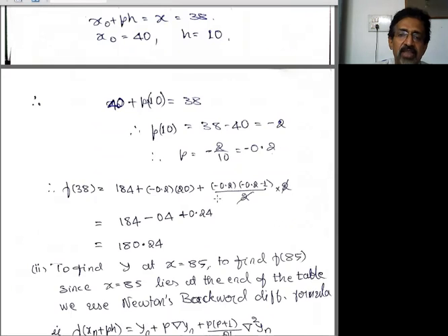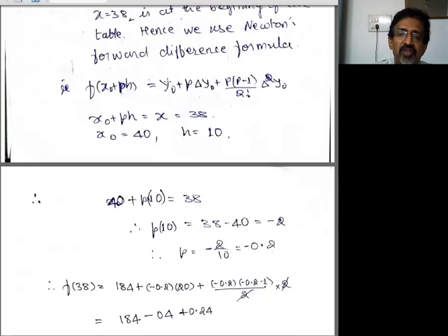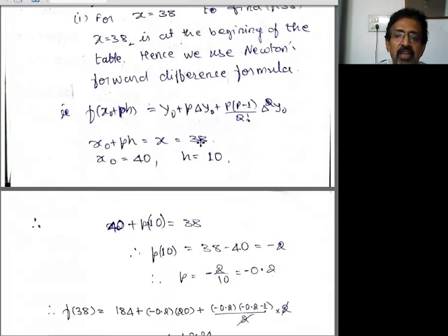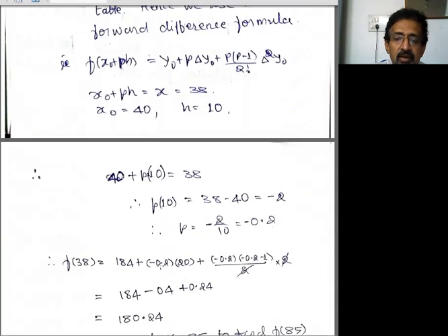So I got the value of p. Now what is my next step? I should substitute the values here. So I know the value of y naught is 184, plus p, which is minus 0.2, times del of y naught. Del of y naught is 20 here. So I write that value: del of y naught is 20, minus 0.2 times 20, plus p into p minus 1 by 2 factorial, 2 factorial is 2 only, times del squared of y naught, the second order forward difference of y naught.